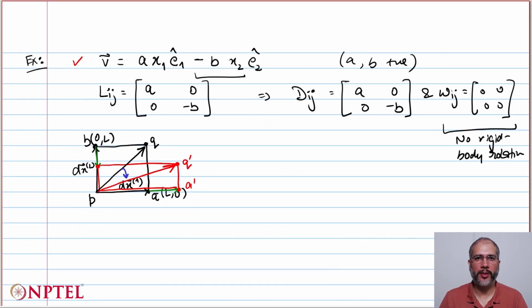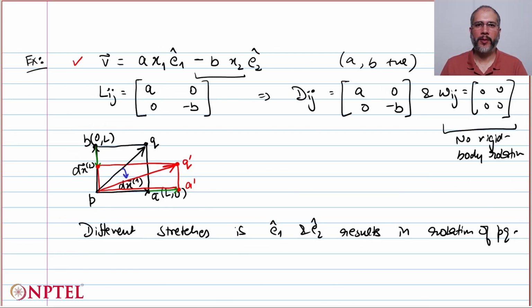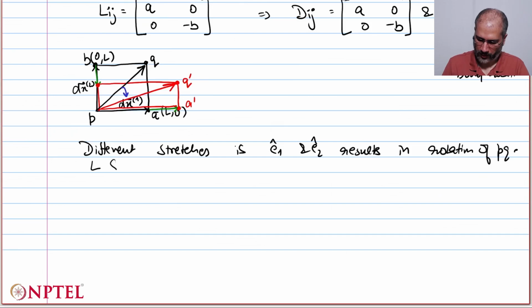And this rotation is because of D, because W was a 0. So different stretches in different directions result in a rotation. So I'm sure I've given you some intuitive feel of rotation happening because of different stretches. So this is a stretch-induced rotation.